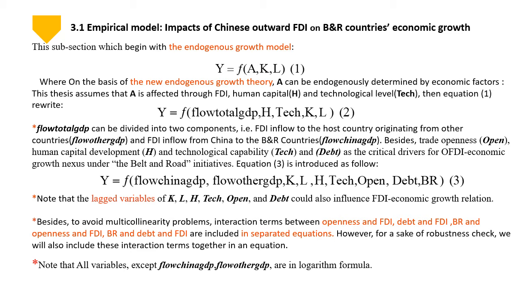It is worth mentioning that the lag variables of capital, labor, human capital, technology, openness, and debt could also influence the FDI-economic growth relationship. And to avoid multicollinearity problems, interaction terms are included in separate equations, respectively. However, for a robustness check, this model could include these interaction terms together in one equation.